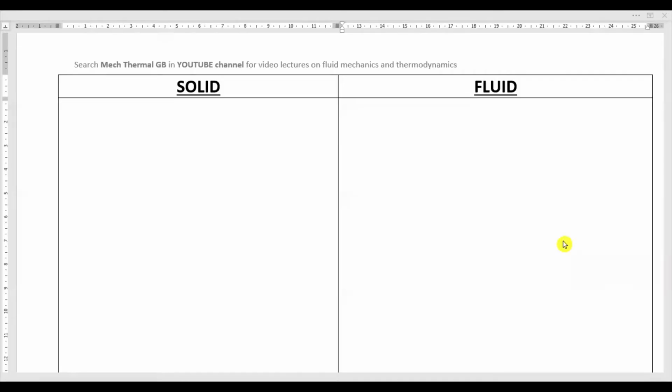Hello friends. So in today's class, we will understand or learn the difference between solid and fluid. This is the major question we'll ask in the practical Viva questions and as well as some interviews and all.